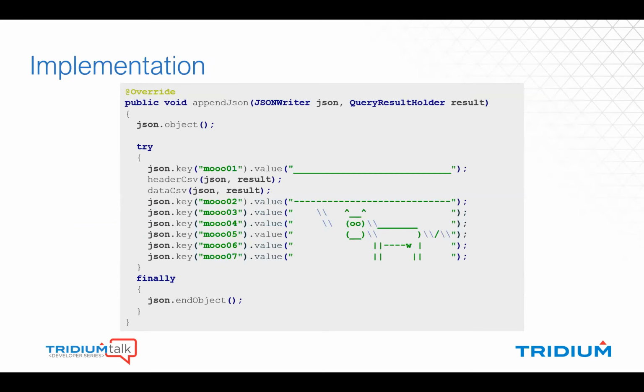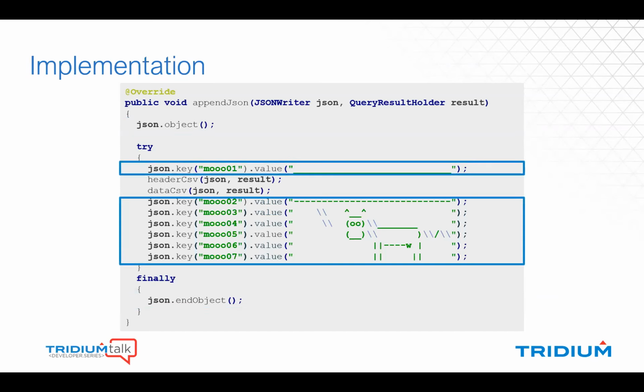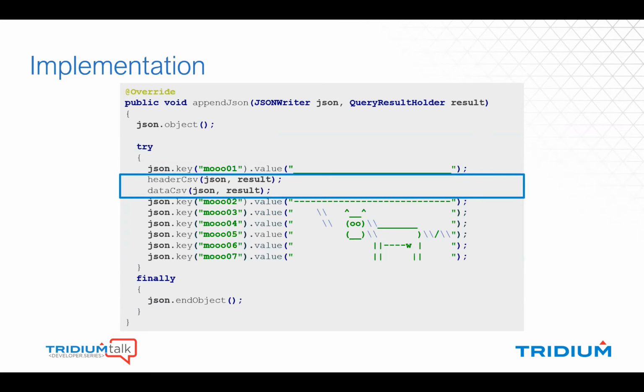So here's our lovely implementation. You can see that we've begun by adding a new JSON object, and always be sure to end an object or close an array in a finally block, just in case of any runtime errors which might cause some formatting issues by missing out on that end object. Next, we've drawn our ASCII art by various key value pairs. And finally, we've written a couple of helper methods to write our BACnet data into the speech bubble.